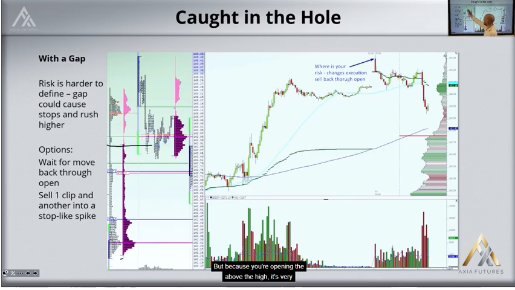But because you're opening above the high, it's very difficult to define your stop. So if you can't define your stop, you now have to think about how you're going to play this trade. And you have different ways of doing it.